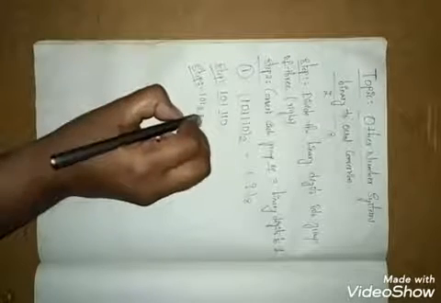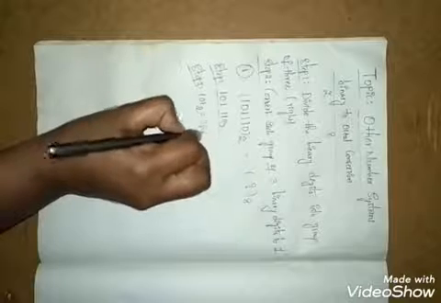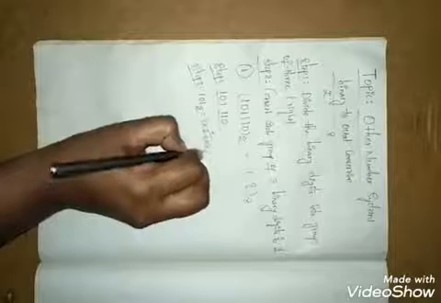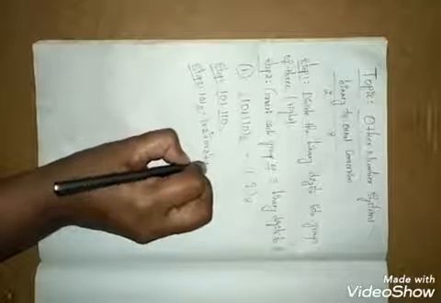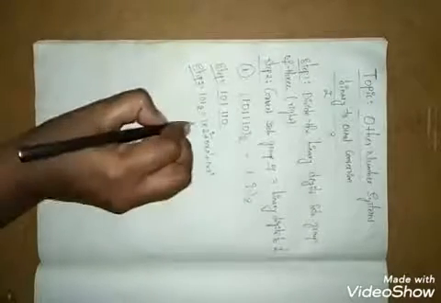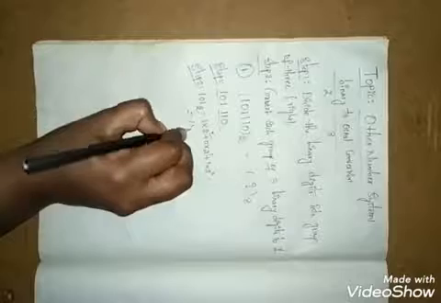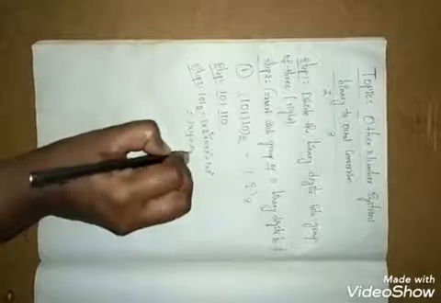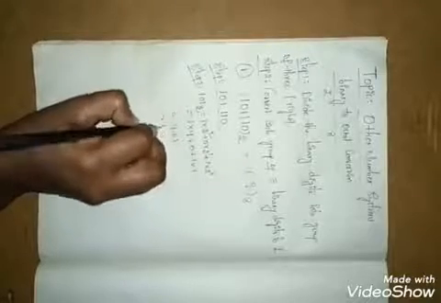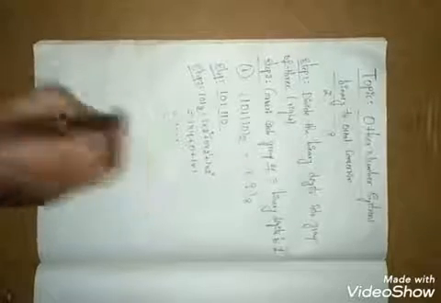base 2. Okay, you just take 101 base 2. For that you can find 1 into 2 power 2, 0 into 2 power 1 plus 1 into 2 power 0. Okay, and next here we have 1 into 4 plus 0 plus 1 into 1. 4 plus 1 will get 5. So your 5 is base 8.